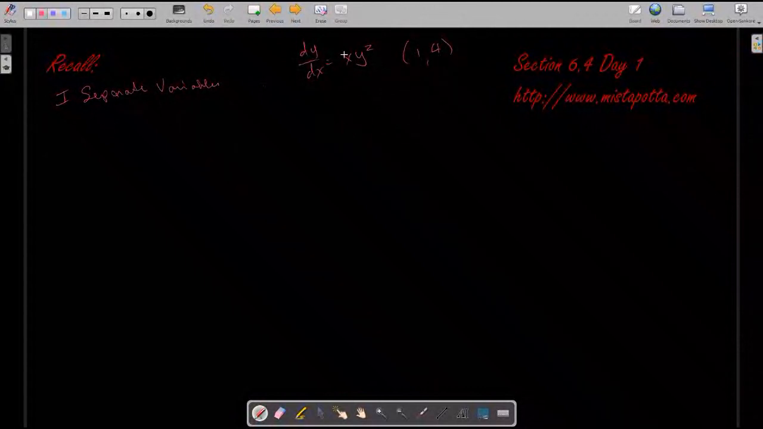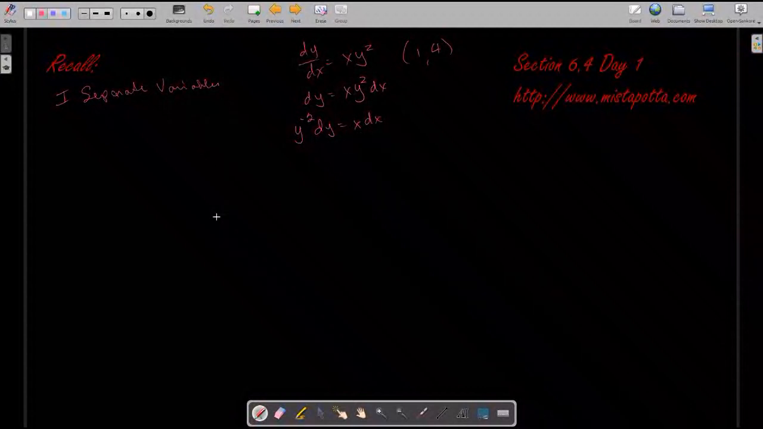So the first thing I'm going to do is separate my variables. So I'll have dy equals xy squared dx, and then move the y squared over. So this is y to the negative 2 dy equals x dx. My first step is to make sure all of my dependent variables are on one side of the equation, and all of my independent variables are on the other side of the equation.